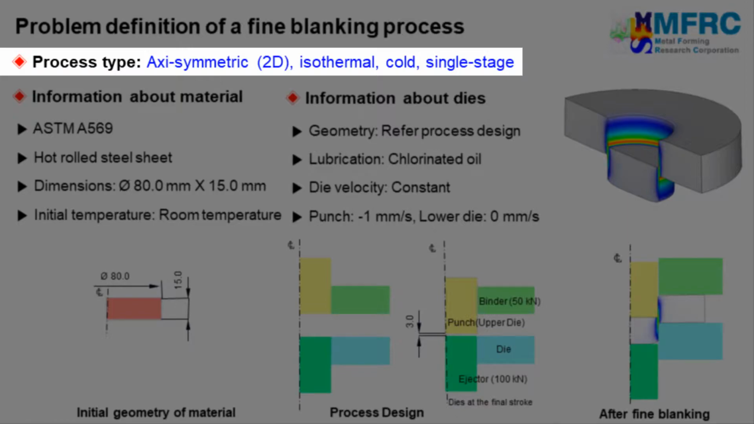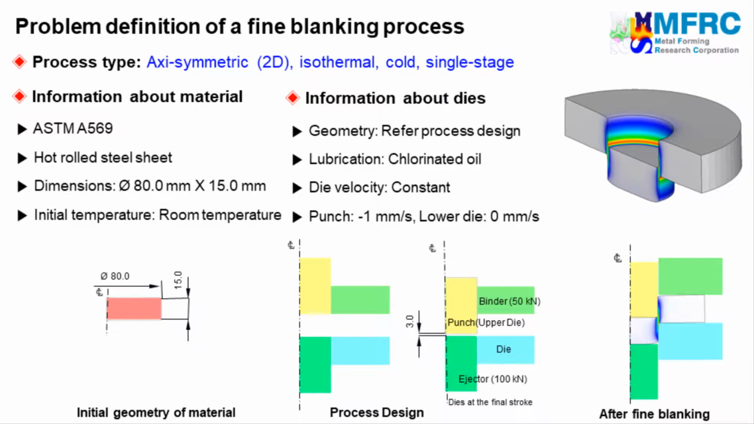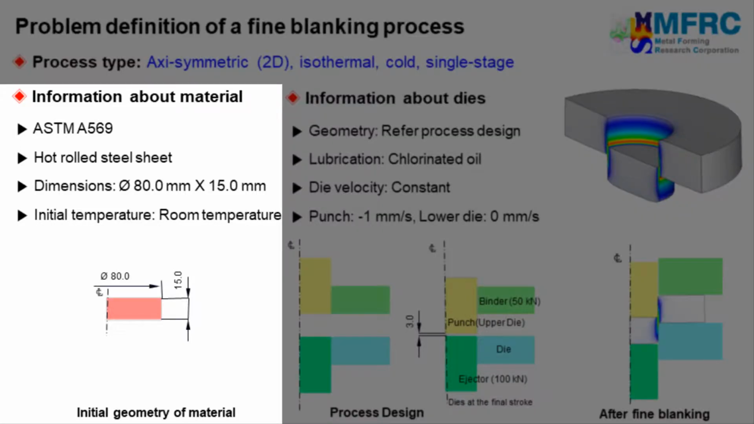Since the geometries of the workpiece and the dies are symmetric with respect to the rotational axis, we will carry out a 2D axisymmetric simulation. The temperature change is neglected in the simulation. The information about the material is given on the left side. The dimensions of the workpiece are as shown in the figure on the left.